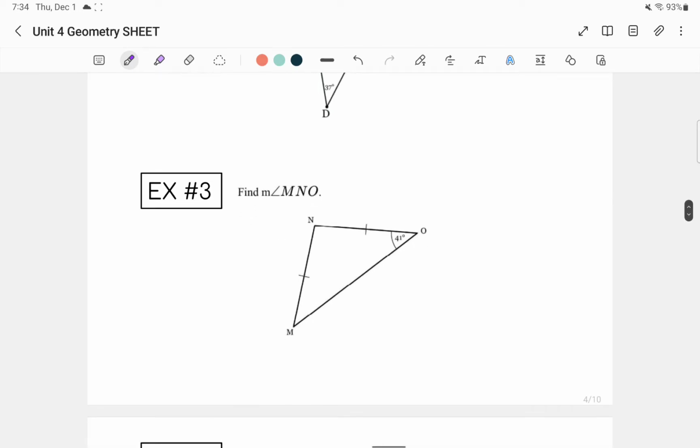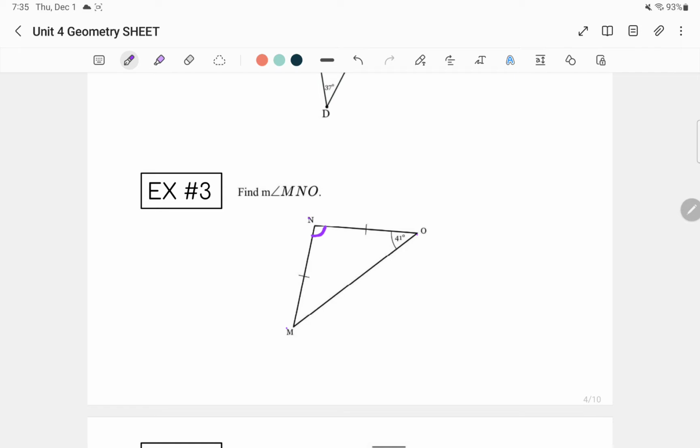All right, so now that I've classified these triangles, let's go into the isosceles triangle problems, which is usually going to be either looking for a side length or looking for an angle. So for example number 3, I'm finding the measure of angle MNO, so M and O, so it's got to be this angle right here, right? Because my vertex is N. So it's this angle, which is actually my vertex angle.